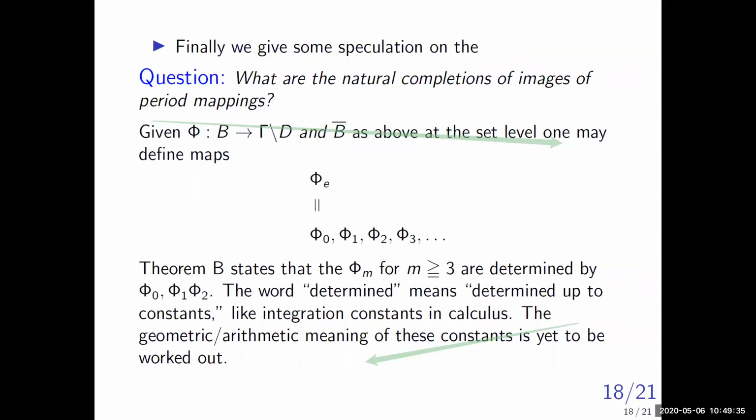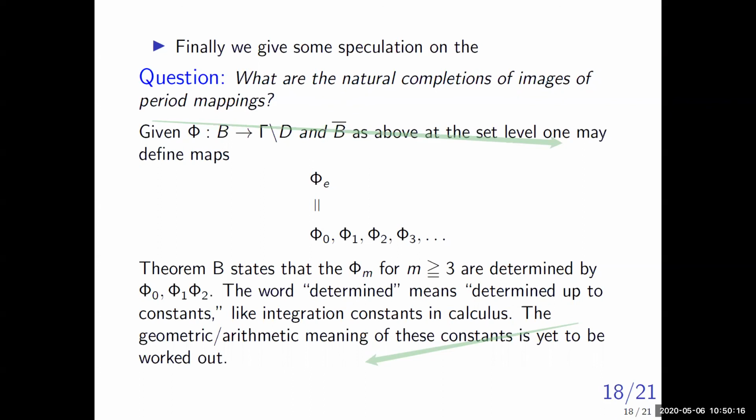That was called phi sub E earlier, the E for extensions, call it phi naught now. Next, we'll toss in the level 1 extension data together with the associated graded of the limiting mixed Hodge structures. And then phi 2, you toss in levels 1 and 2, and you can keep going. The earlier result, theorem B, says that the phi m's for m 3 or bigger are determined by phi naught, phi 1, phi 2. And determined here, one has to be a little careful what it means.